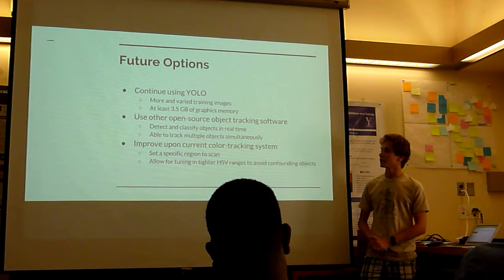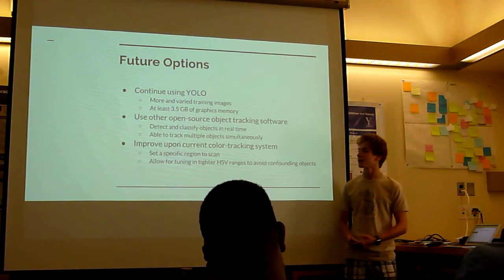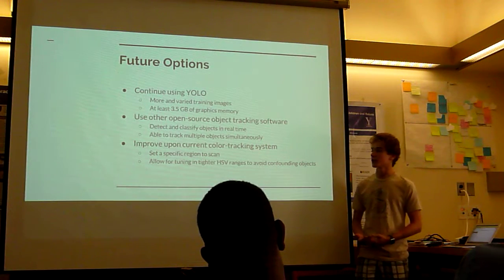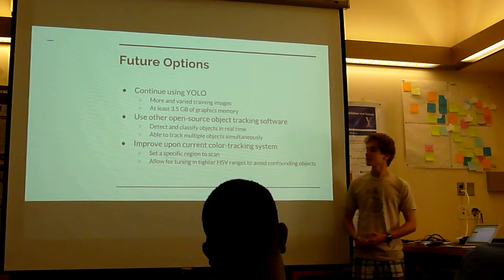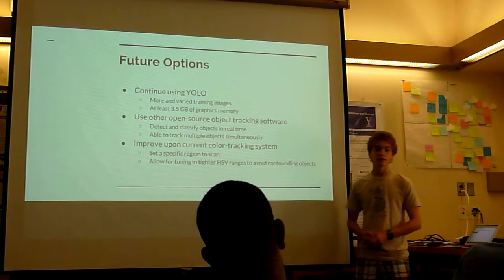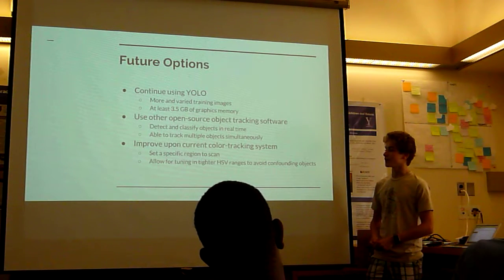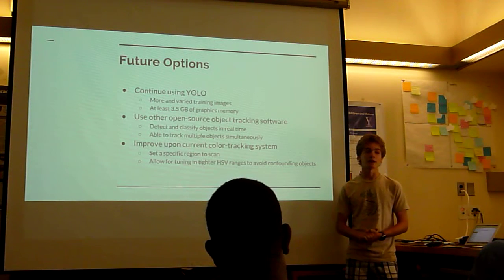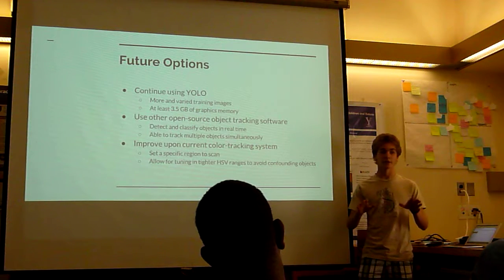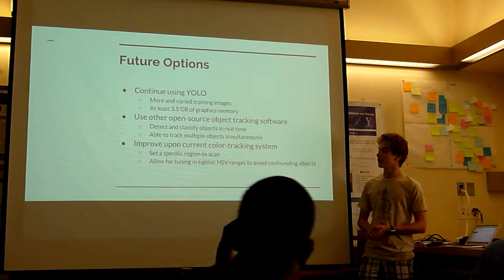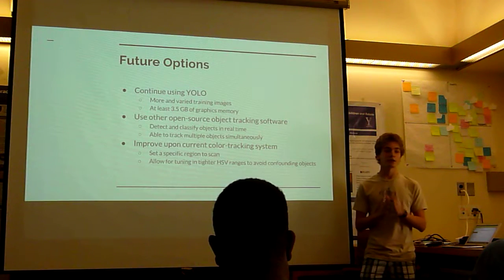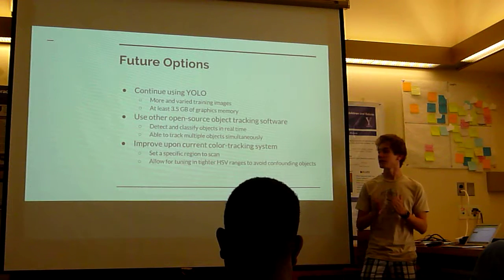You could also try to find another open source object tracking software that is able to detect and classify objects in real time and track multiple objects simultaneously. Or you could also just improve upon the current color tracking system that we have now. Some possible ways to do this are to set a specific region to scan so that it's not confused with the table or the rug very far off. You could just set it to scan things that are on the table. Or you could allow for tuning in tighter HSV ranges so it doesn't get confounded with the other objects.